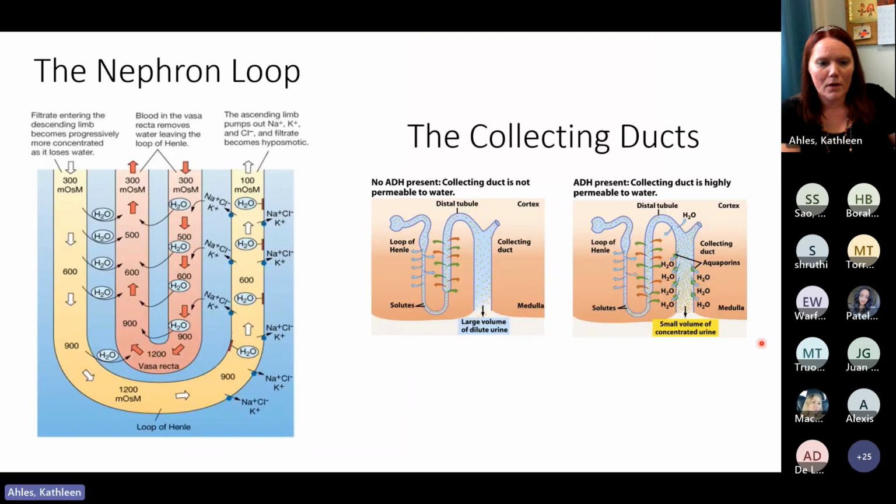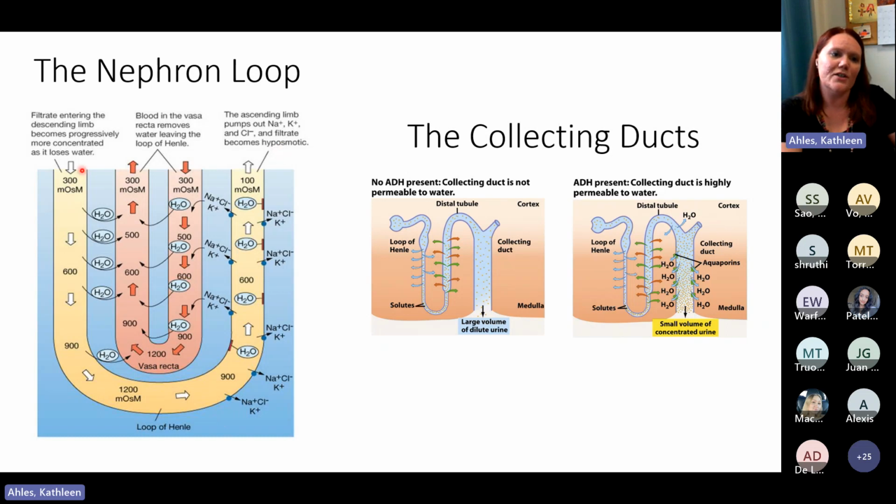The only thing I want to talk about on here, since we're a little short on time, I just want to remind you about what happens in the nephron loop. Remember that in the nephron loop, this is that long thing that goes down into the medulla of the kidney and then comes back up when we're making urine.